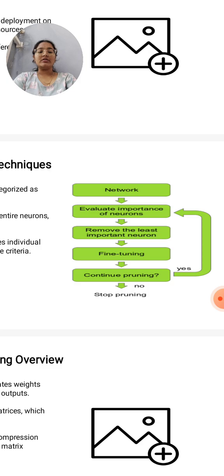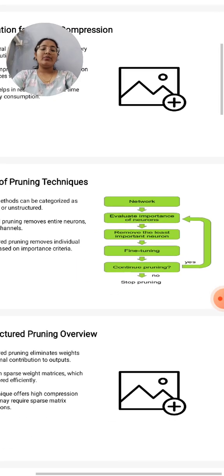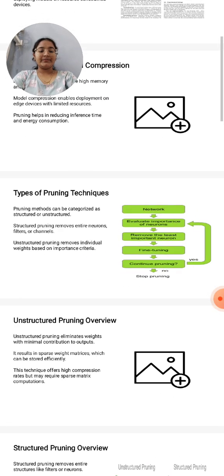How pruning works. Evaluate the importance of neurons, remove the least important neurons, fine tuning, continue pruning? If yes, you will go to the second step, evaluate importance of neurons. If no, stop pruning. So this is the way pruning works, the process of pruning.